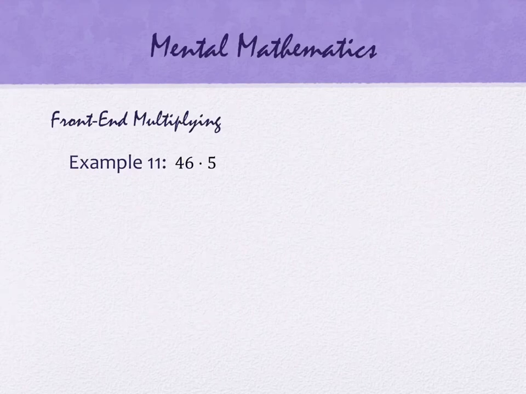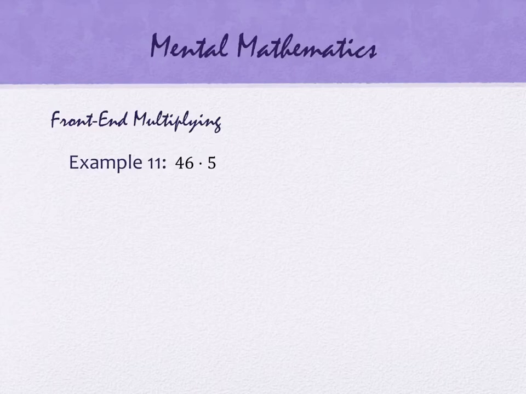The first one is called Frontend Multiplying, okay? So Frontend Multiplying works really well when you have small digits. If you had like a 4-digit number times 5. Like this didn't just say 46 times 5, it said 4,652 times 5. Front-end multiplication would not be a good choice, okay?